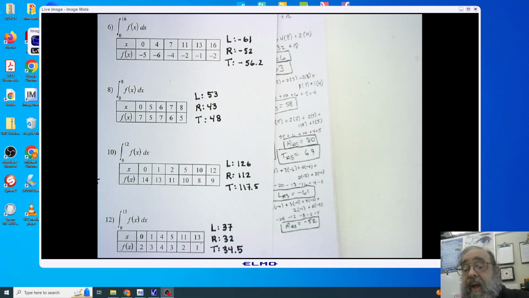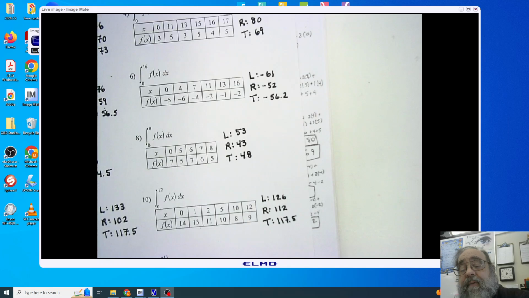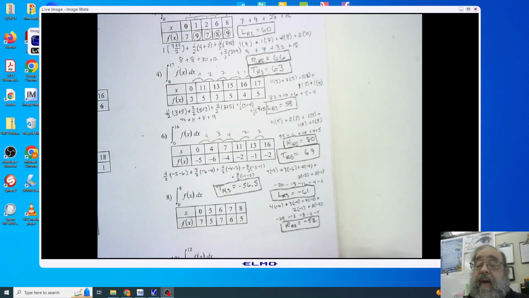Alrighty, this has been classwork number 1 from the second semester involving left, right, and trapezoidal Riemann sums.